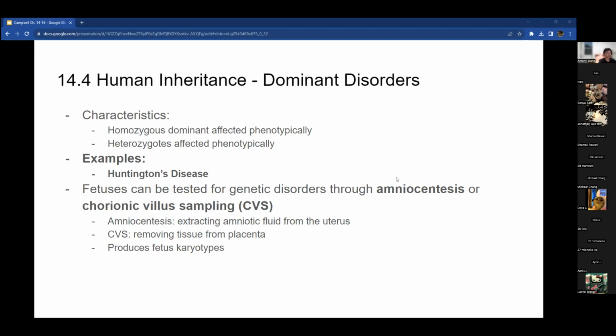Karyotypes are usually just for seeing aneuploidies, which we'll get into in a bit. Chorionic villus sampling is the same thing, except you're getting the tissue from a piece of the placenta, not the amniotic sac. These are considered invasive procedures because they generally involve puncture and extraction.